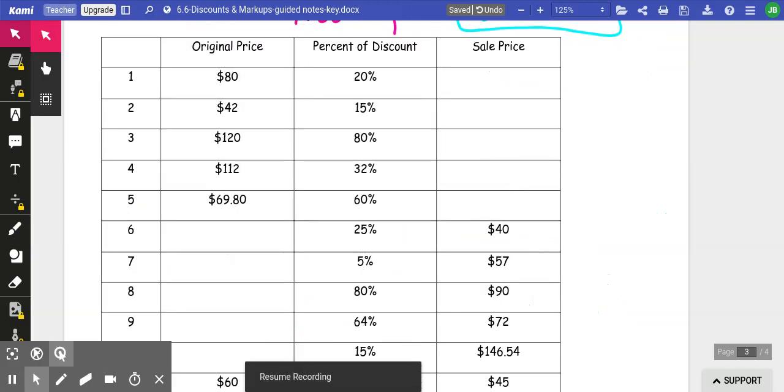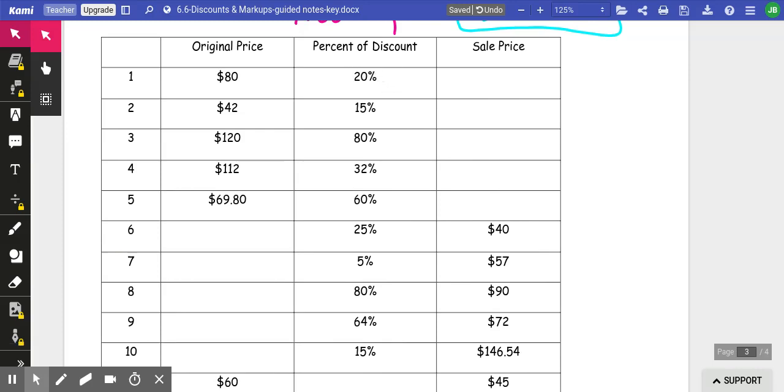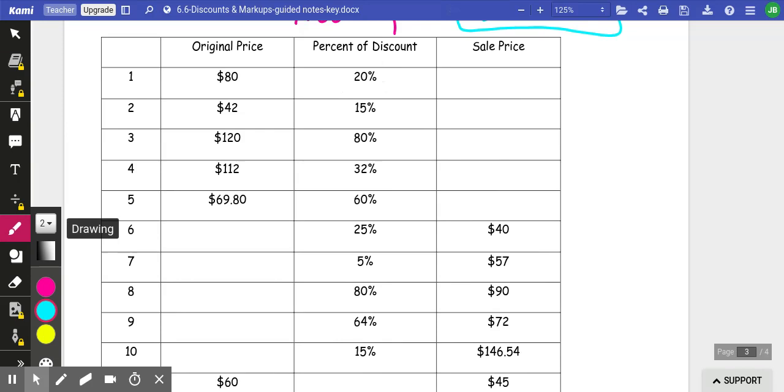Okay, let's take a look at a couple more examples. I'm just going to walk through one or two of each of these, and then you can try the rest on your own. So if the original price is $80 and we're looking at a discount of 20%, that means I'm decreasing my price by 20%. So that means I need to take my $80 and multiply it by 0.20. And when I multiply those two things together, I'm going to get 16.